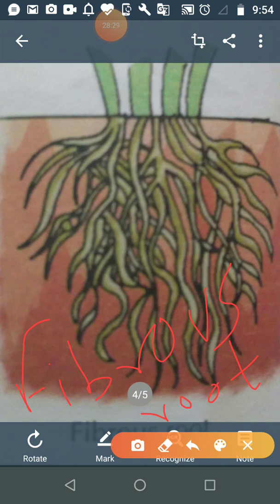Roots absorb water and nutrients, because in the case of plants, all the nutrients which are very good for the growth and development of the plant are present in the soil. These nutrients are absorbed by the root, and then they pass to the stem, and then the stem passes them to all parts of the plant.